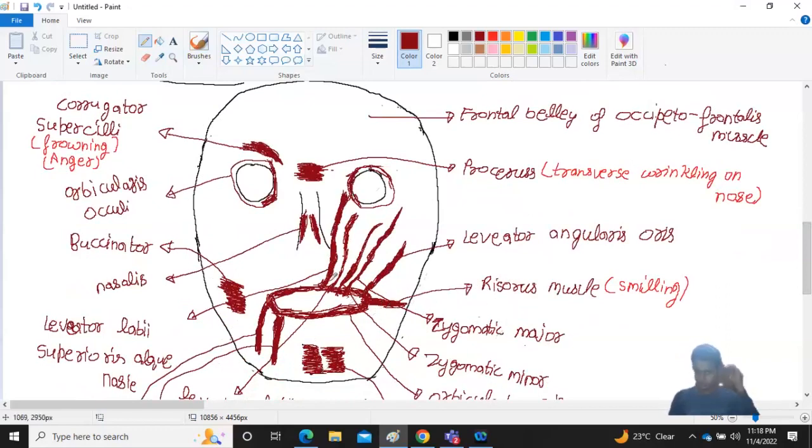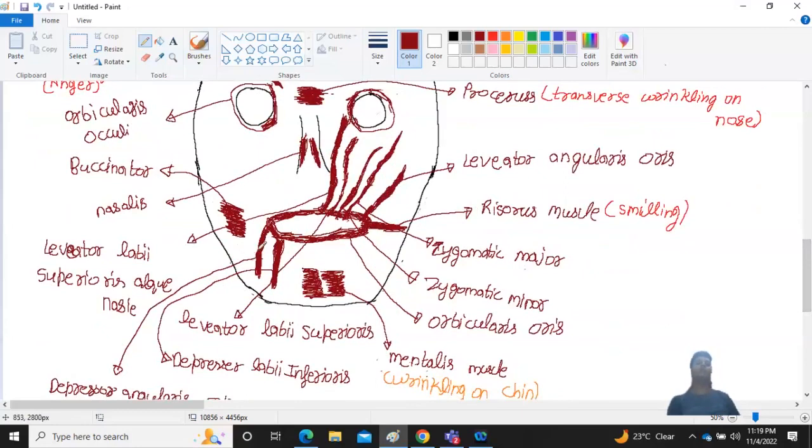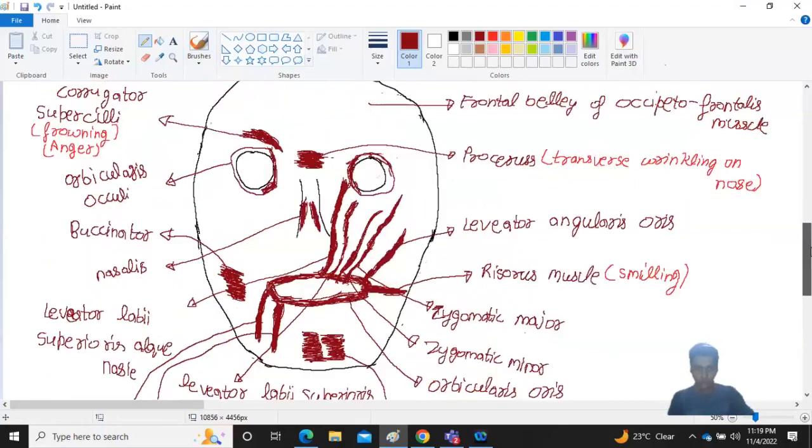On another side, if we remove the risorius, there is a muscle present, the buccinator. Then on the symphysis menti, for the doubt expression, we have the mentalis muscle. And there are two muscles which help in depressing the lip: depressor labii inferioris and depressor anguli oris. These are the facial muscles.